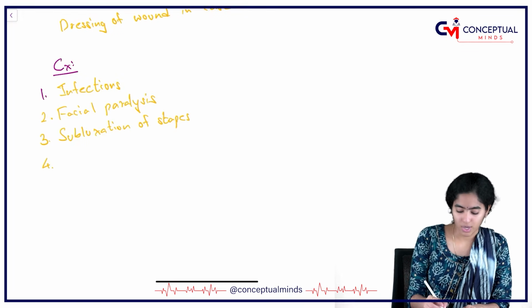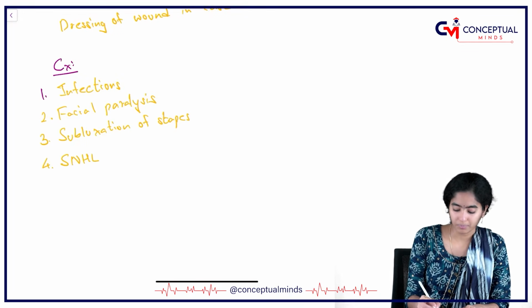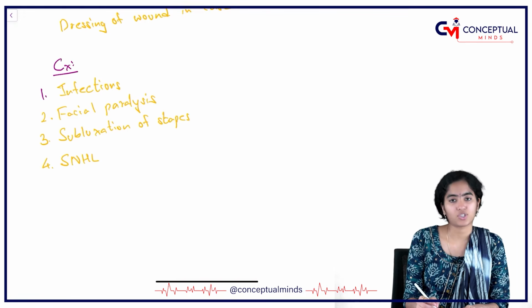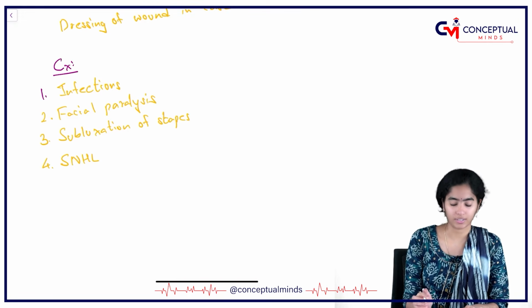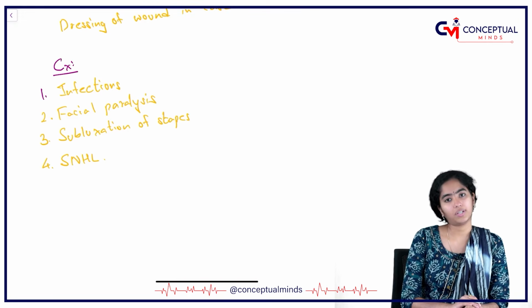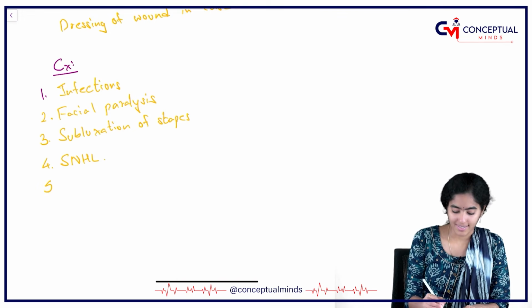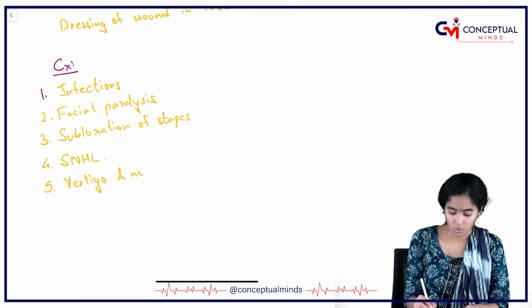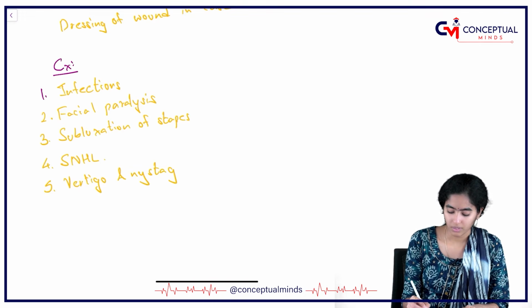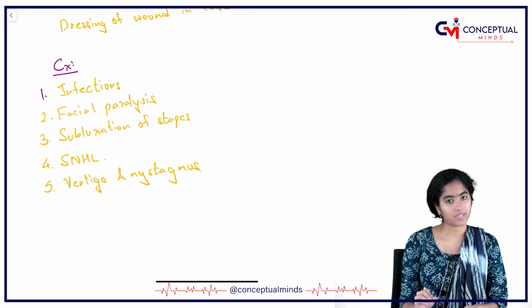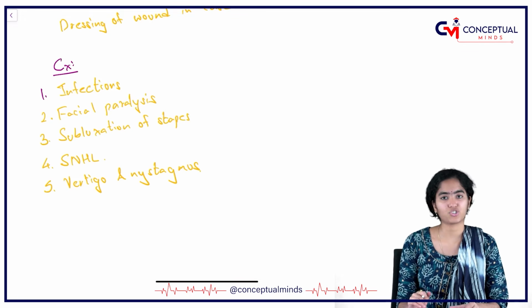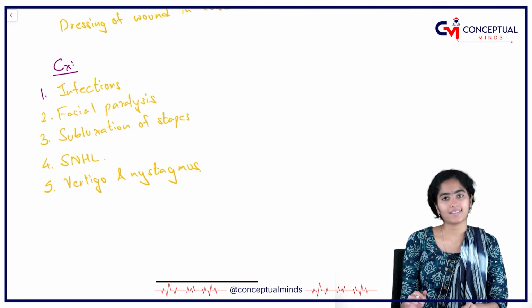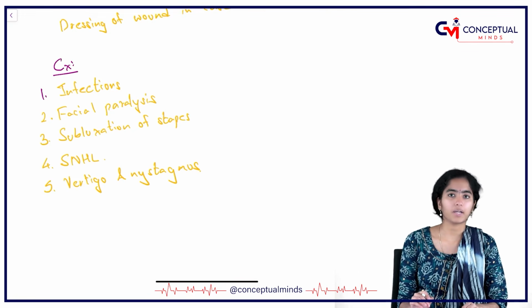Sensory neural hearing loss can also occur later on because of repeated infections, and if it is a traumatic perforation, the trauma can go as deep as the inner ear also. Then sensory neural hearing loss can occur. And in some circumstances, vertigo and nystagmus can also occur. So these are the various complications that can occur as a result of perforated tympanic membrane.